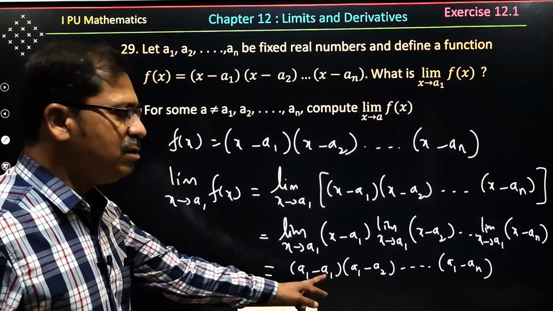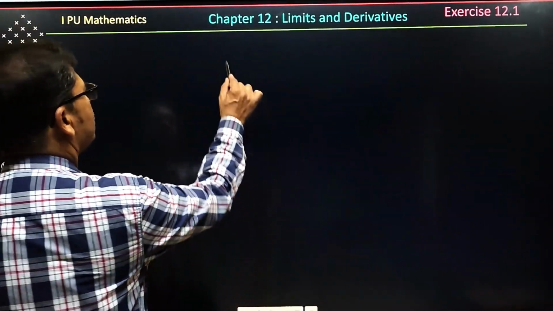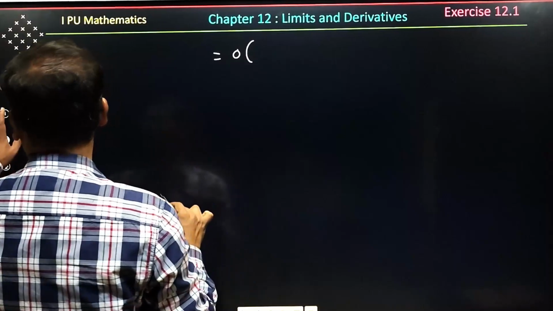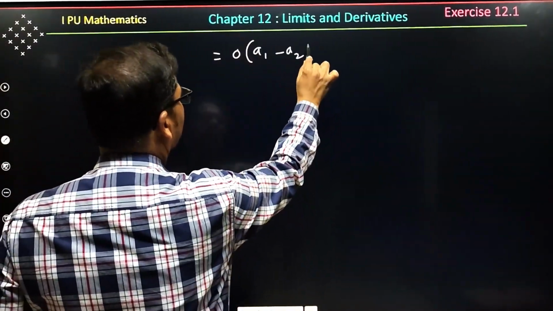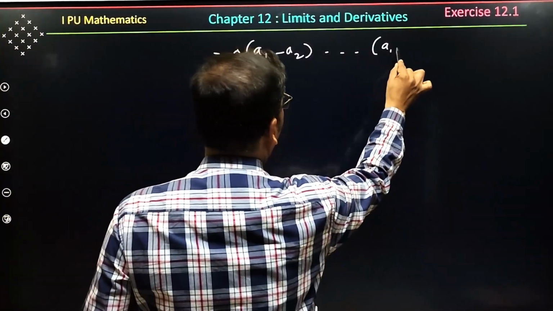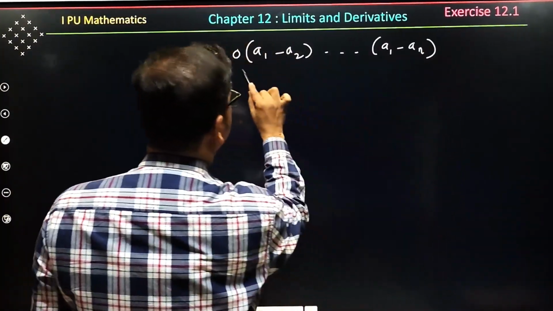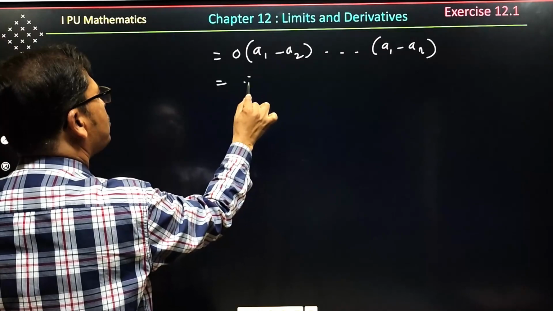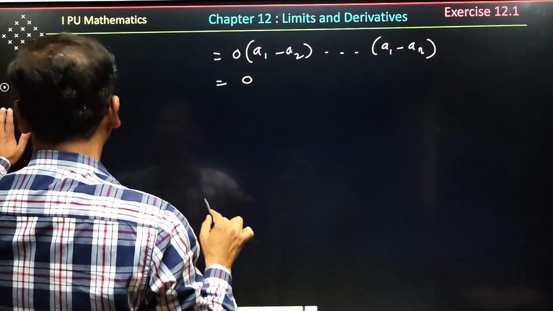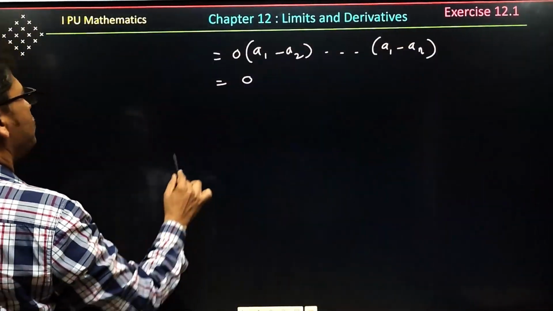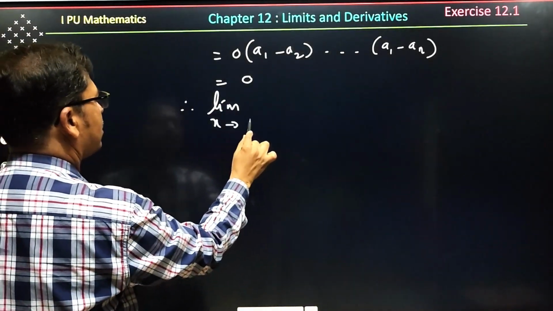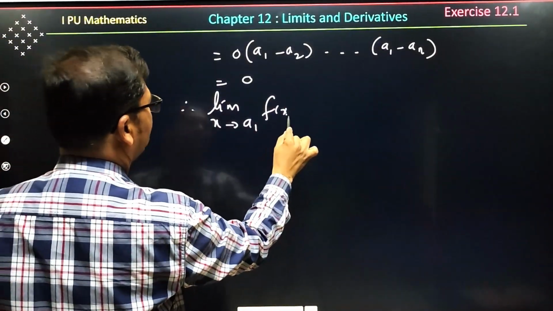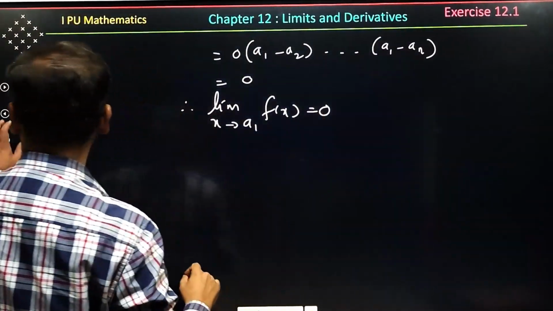Now a1 minus a1 is 0. So this is equal to 0 into bracket, a1 minus a2, and so on, a1 minus an here. So 0 into any number of terms leads to 0 here. So this is the value of the limit. Therefore limit x tends to a1 of f(x) is equal to what here? 0. But there is one more sub question you see here.